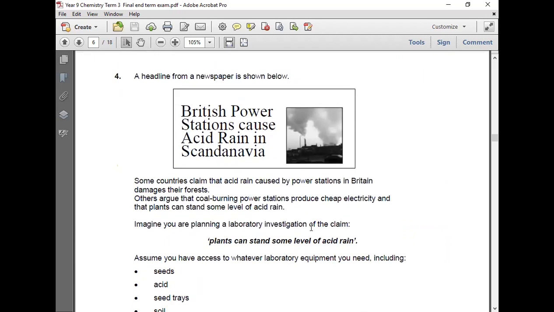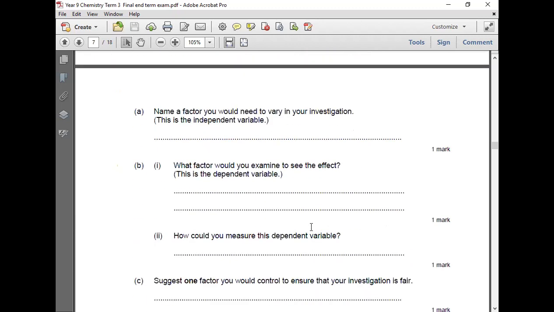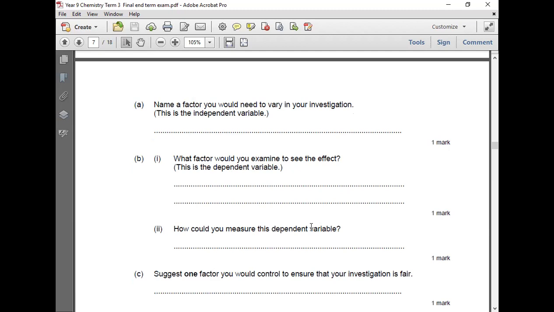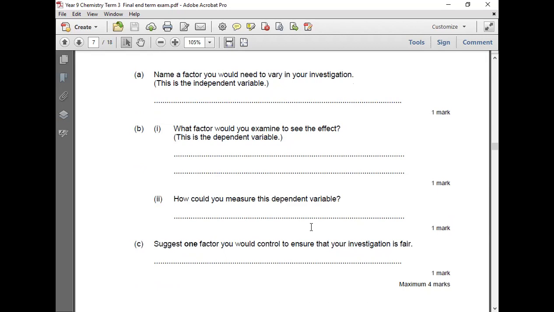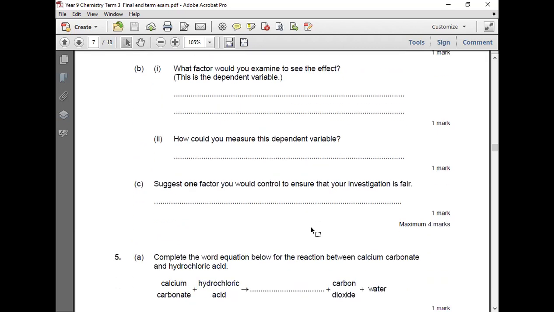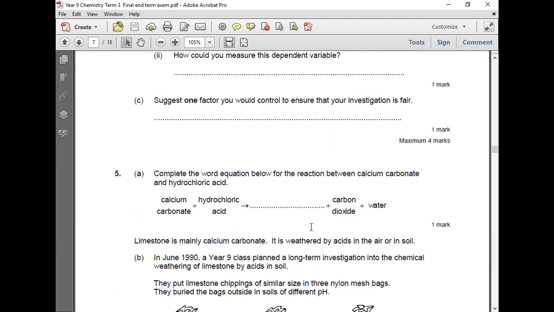Question number 4 says a headline from a newspaper is shown below. That's the information from the newspaper. The question says name a factor you would need to vary in your investigation. Vary means to make different in your investigation. What factor would you examine to see the effect? This is the independent variable. How could you measure this dependent variable? Name one factor you would control to ensure that your investigation is fair.